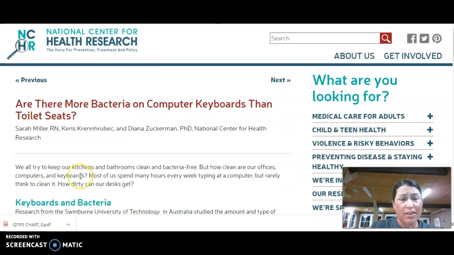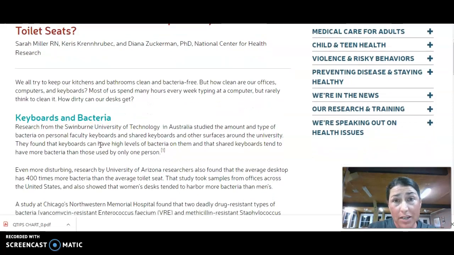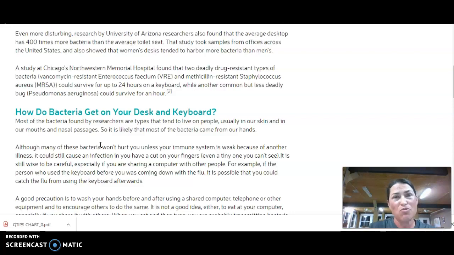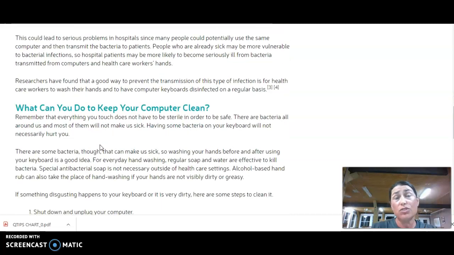It's very easy to see that this lined up nicely with bright turquoise, larger, bolded headings for the main segments of the content in the article. So basically it's showing, hey, this is about keyboards and bacteria. It's giving the background information. How does it actually get on your keyboard? Scrolling on down, what about in hospitals? And then what can you do to prevent that?